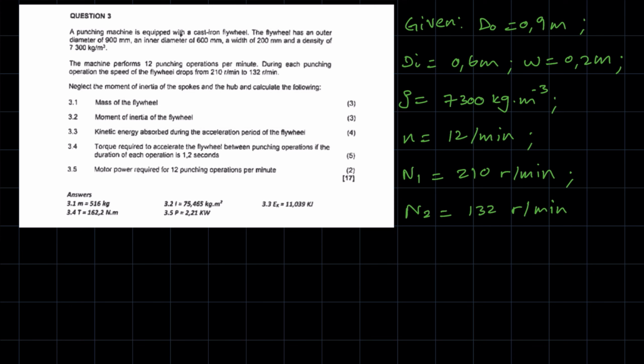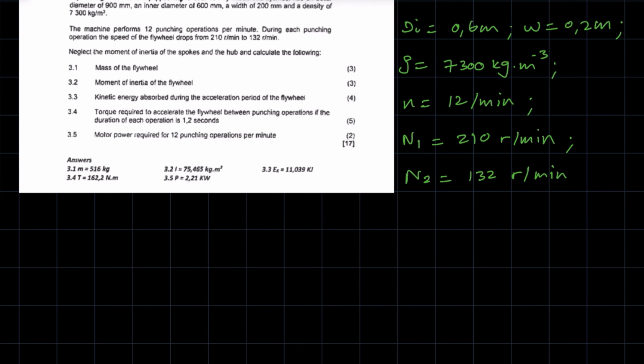The machine performs 12 punching operations per minute. So we've been given the frequency at which the punching operation takes place every minute. That's the frequency. And then we're also given the density of the material of the flywheel, as well as the fact that during each punching operation the speed of the flywheel drops from N1, which is 210 revs per minute, to N2, which is 132 revs per minute. Now they do say neglect the moment of inertia of the spokes and the hub, and calculate the following.